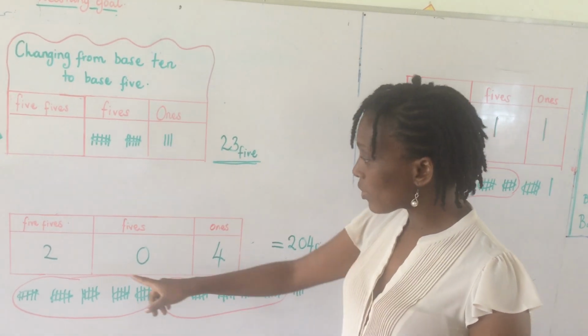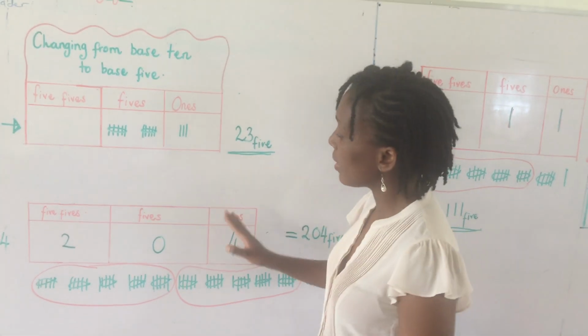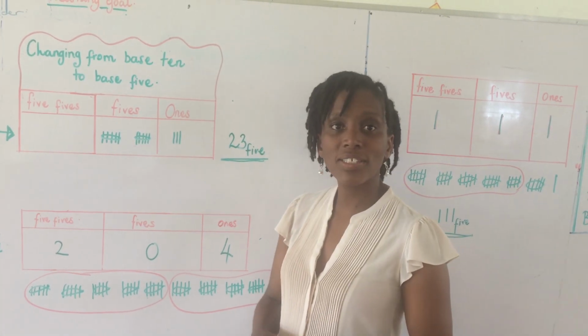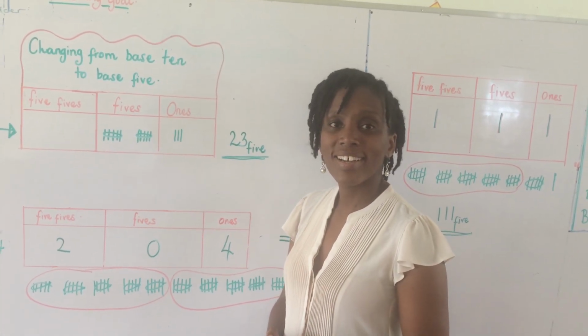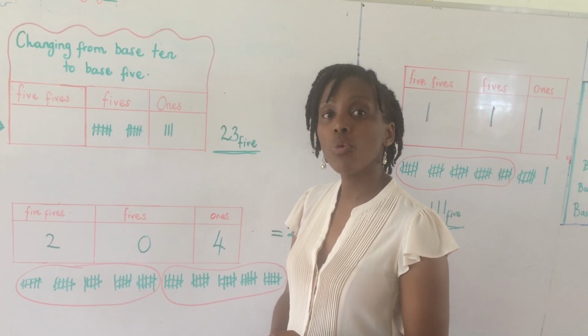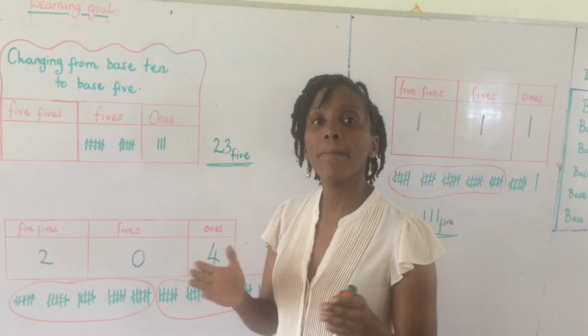And you will notice that we only have digits that are less than 5. I hope you have understood and have a go at the numbers that we've been given as we group in 5, as we change from base 10 to base 5.